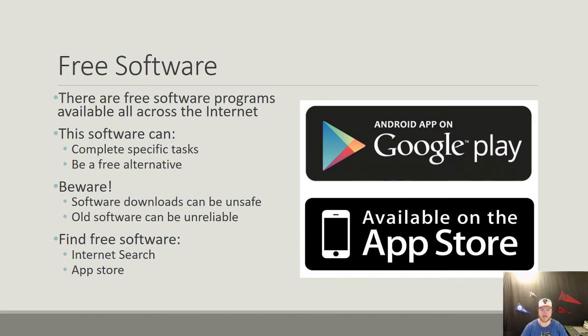So we're going to go over how to find free software on an internet search or through an app store. Okay, and so you'll see the picture on the right. It says Android app on Google Play, and so if you have an Android phone, then you are going to be using the Google Play Store to download your apps, and if you have an iPhone, then you will be using the Apple App Store.